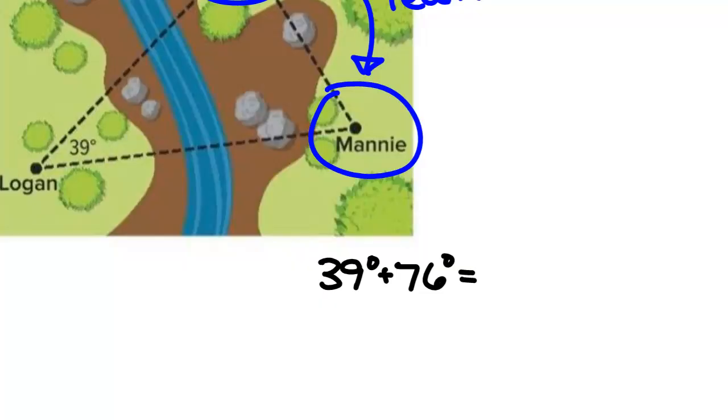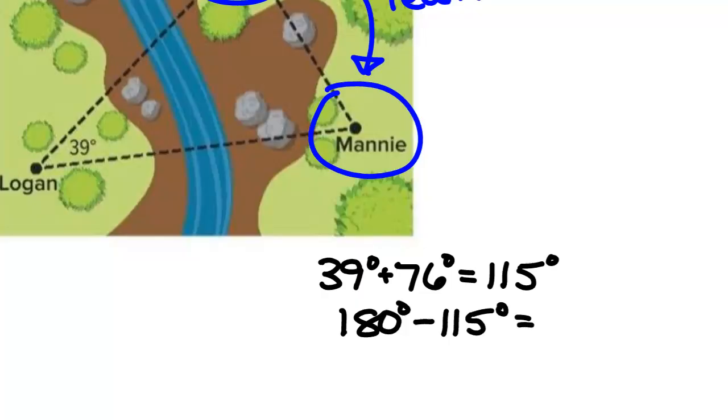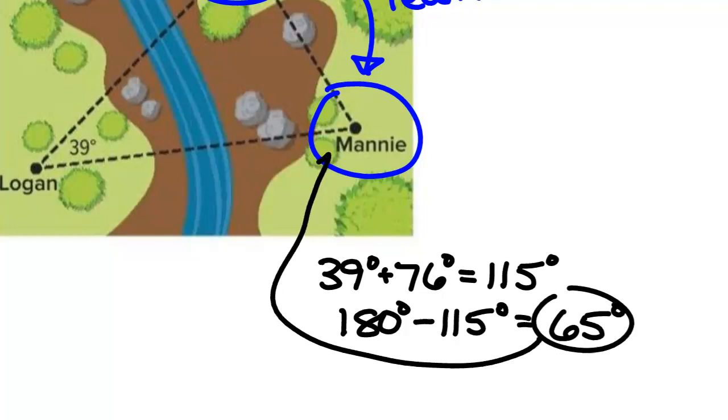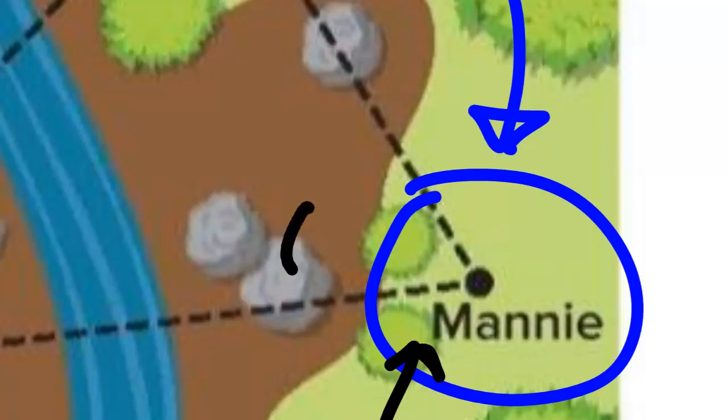What is 39 plus 76? 115. And then we do 180 minus 115, which would give us 65. So the angle here by Manny is 65 degrees.